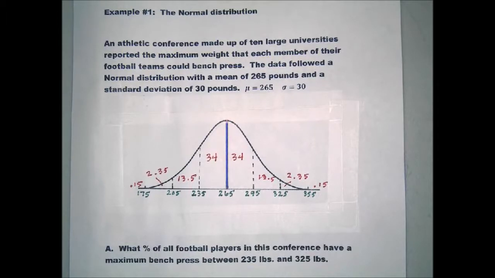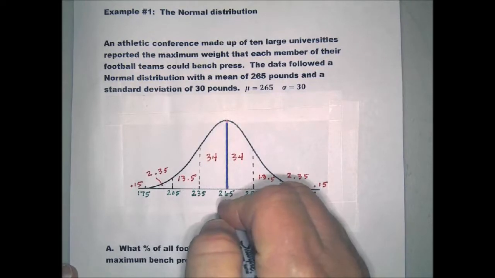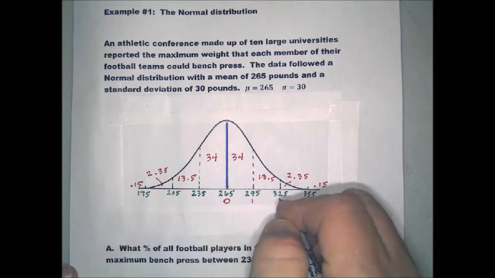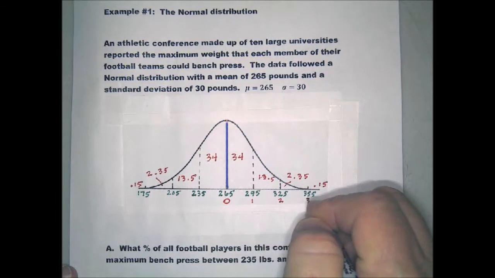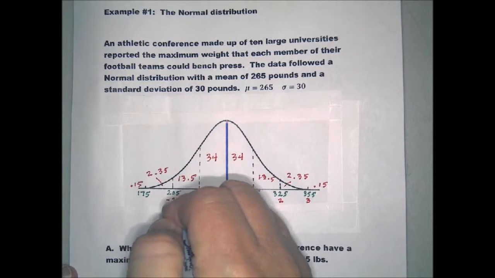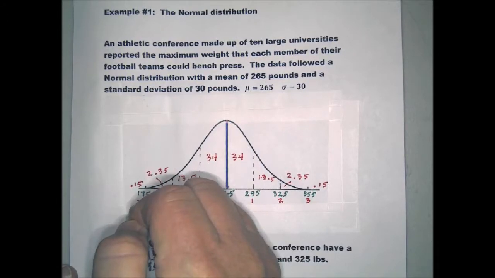Now these boundaries have another number associated with them as well. And that other number is their z-score. So a football player in this conference who can bench press 265 pounds is the average. So his z-score is 0. This is positive 1 right here. This is positive 2. This is positive 3. This is negative 1. This is negative 2. And this is negative 3.